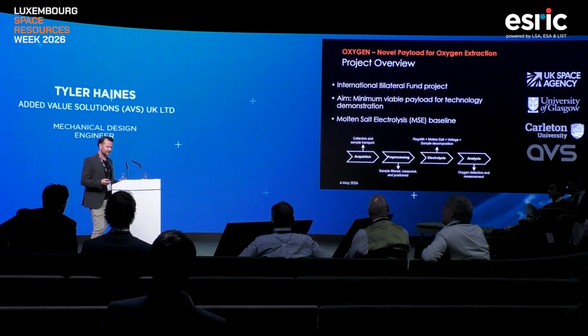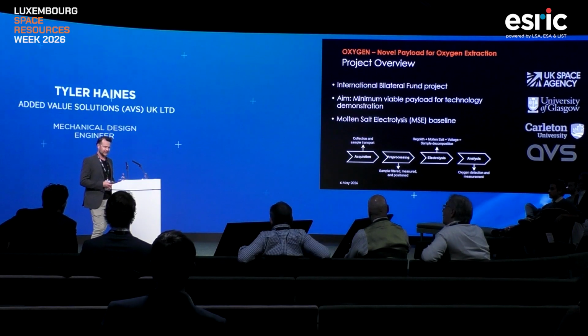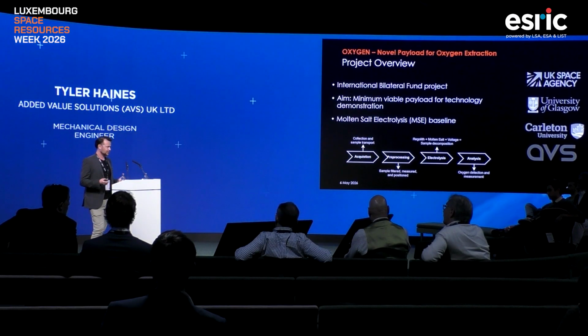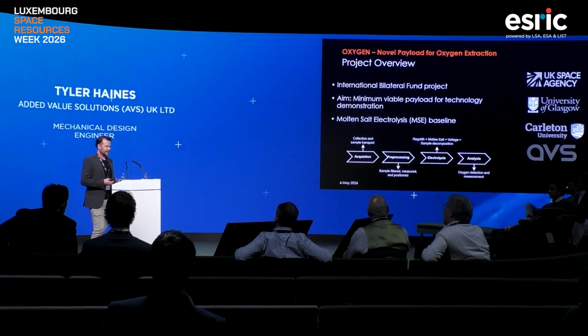I'm sure you have a pretty good understanding of molten salt electrolysis already, but just as a refresher, essentially what we do is we submerge molten regolith in a molten salt bath and pass a voltage across that and an electrode, decomposing the sample and allowing us to capture the liberated oxygen.